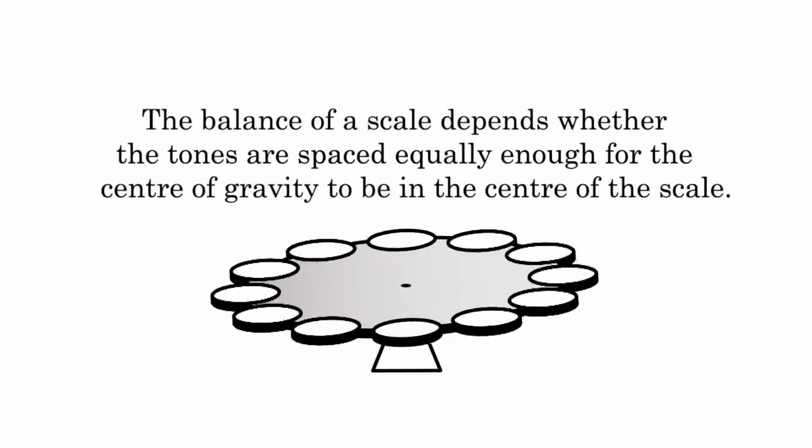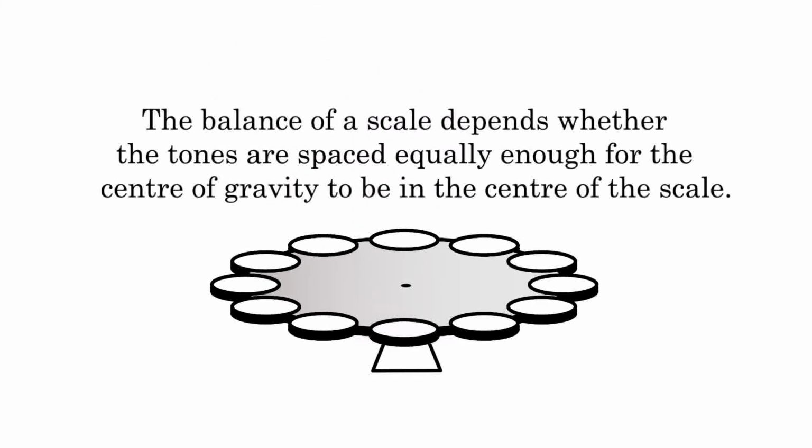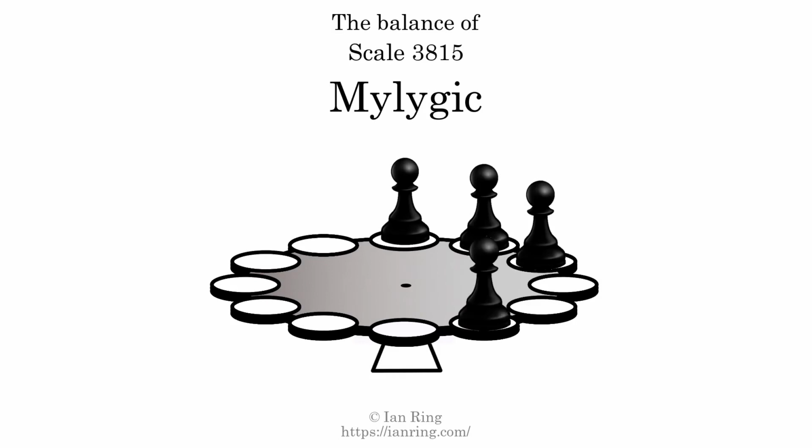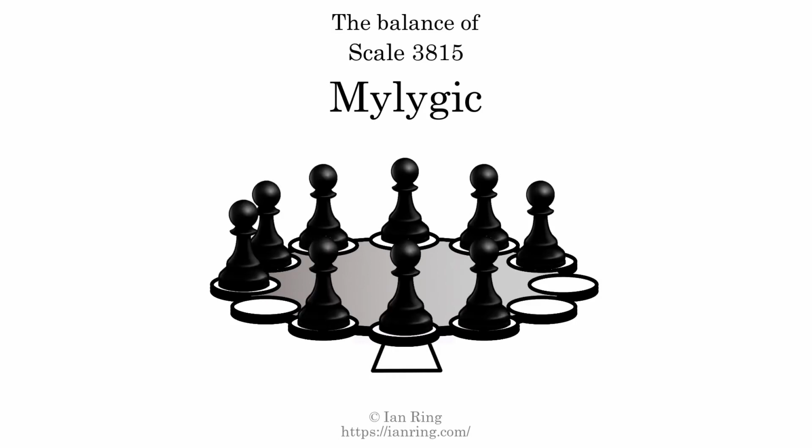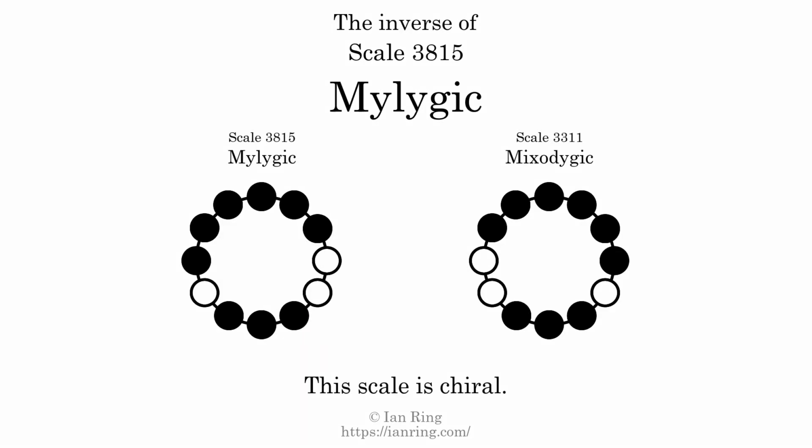The balance of a scale depends whether the tones are spaced equally enough for the center of gravity to be in the center of the scale. This scale is not balanced. The inverse of a scale is a mirror image. It is what you get when the sequence of intervals is reversed. The inverse of this scale is scale 3311, also known as Mylygic.